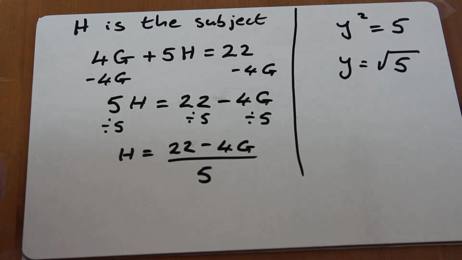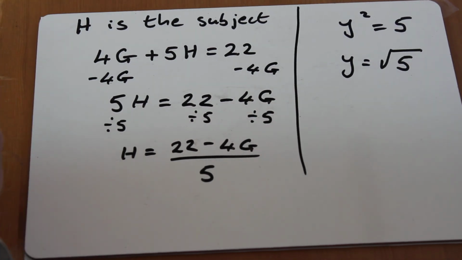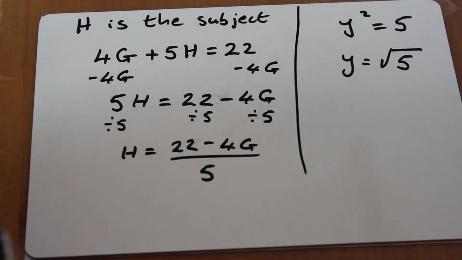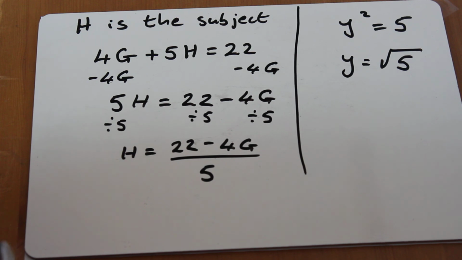And you don't need to work out the square root of 5. It's just important that you remember to use the inverse or the opposite operations to get you to where you need to. And that's how you change the subject of a formula.